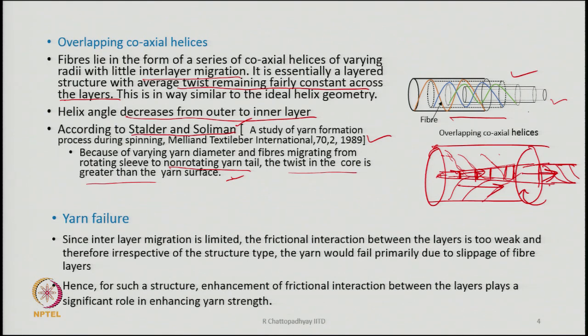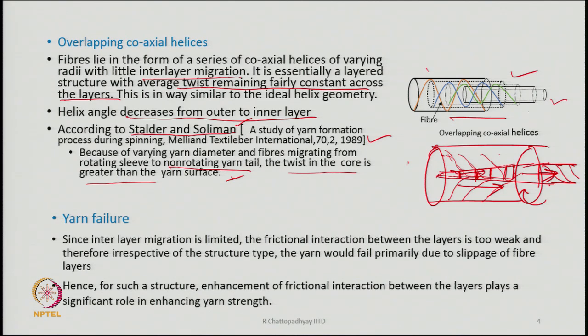So, different types of ideas have been proposed by different researchers, and we need to know them. Regarding yarn failure, now based on these two, we see whether it is an overlapping coaxial helix, or basically overlapping of conical yarn or conical structures.